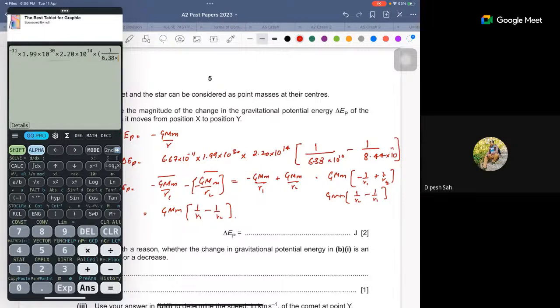Okay. Goes to power 10 and then minus. Oh my god, this is a very long calculation.